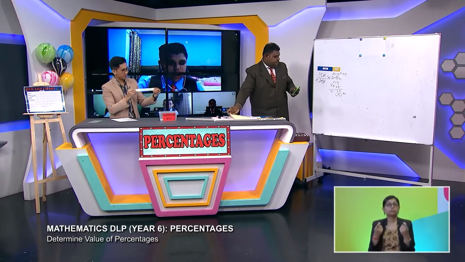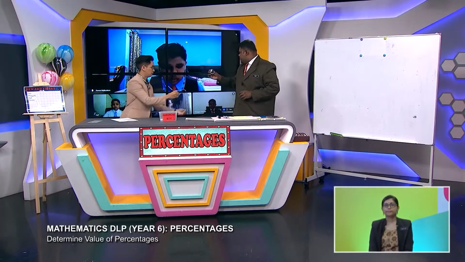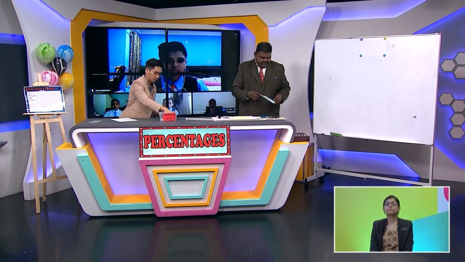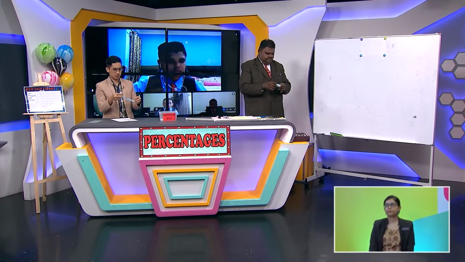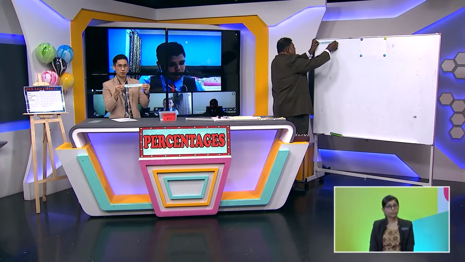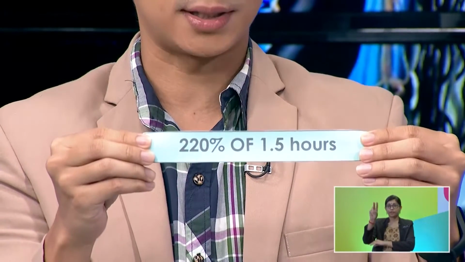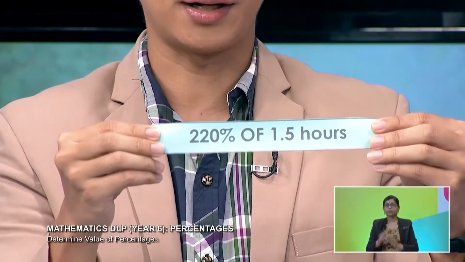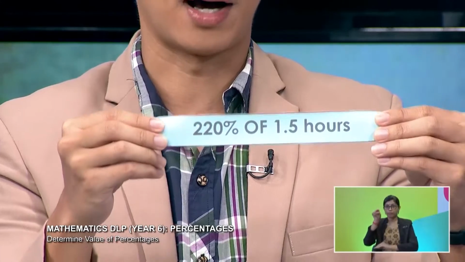The question is this. 150% of 3.5 kilograms. So your question is 150% of 3.5 kilograms. Here you go, sir. Faris, this is your question. The second question: who wants to go for the second question? Okay, Pagan. For Pagan, your question is 220% of 1.5 hours. I repeat, 220% of 1.5 hours. Here you go, sir.